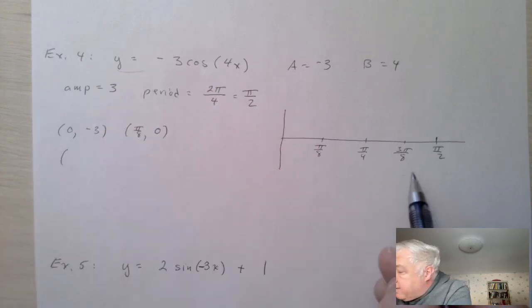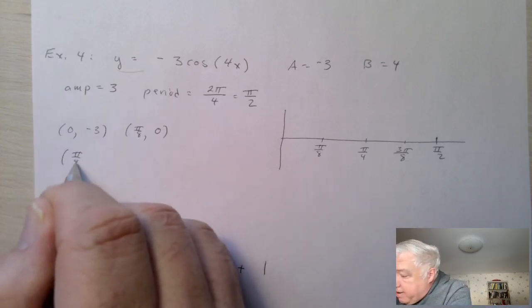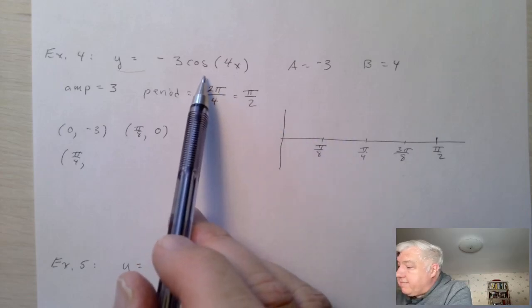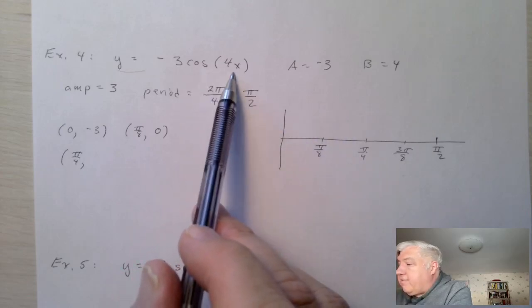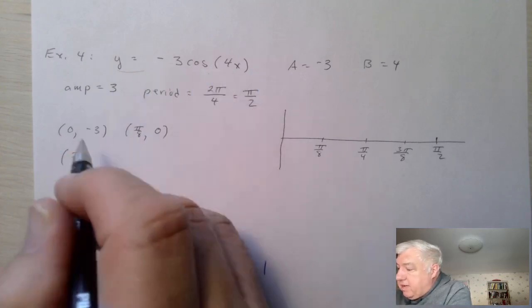And check that when at pi over 4, you get that this is going to be cosine of pi, so that will be negative 1 times negative 3. So that will be positive 3.